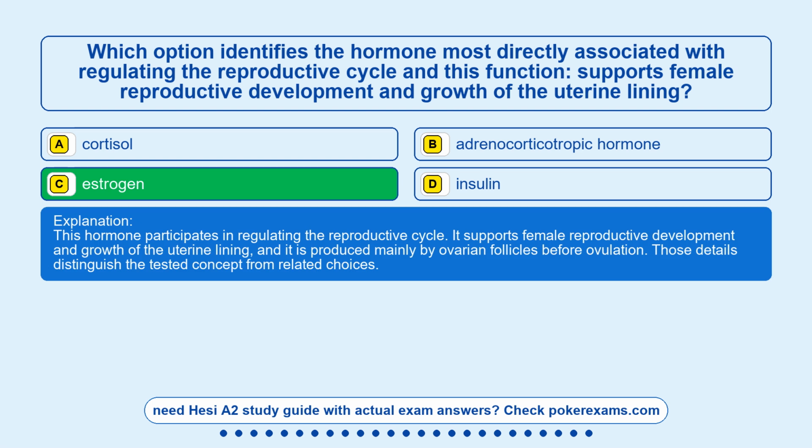This hormone participates in regulating the reproductive cycle. It supports female reproductive development and growth of the uterine lining, and it is produced mainly by ovarian follicles before ovulation. Those details distinguish the tested concept from related choices.